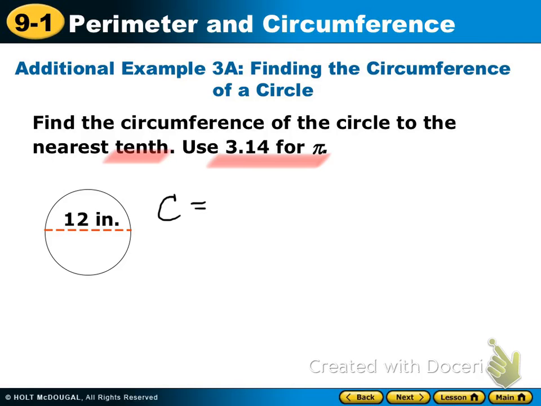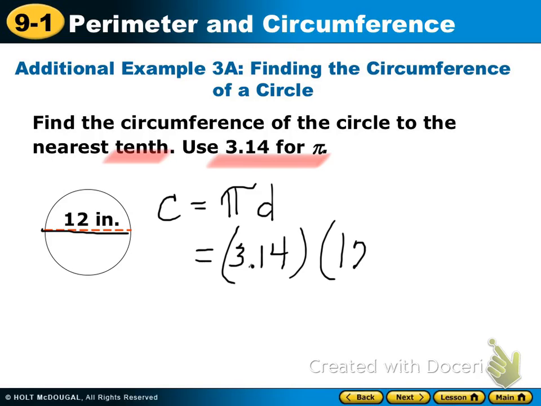Circumference equals pi times the diameter. And this is the correct formula because they gave us the diameter, which goes all the way across the circle. And now we substitute. So, pi, we're using 3.14, and then the diameter is 12.